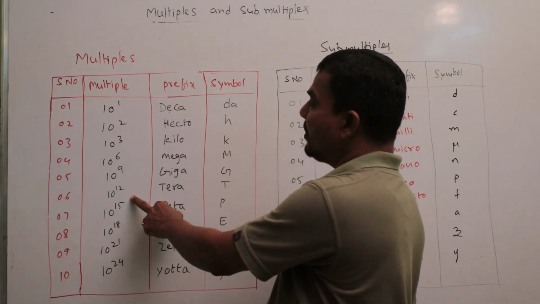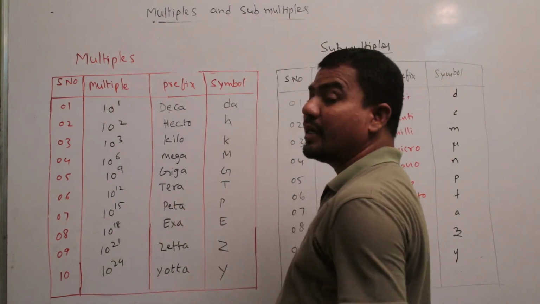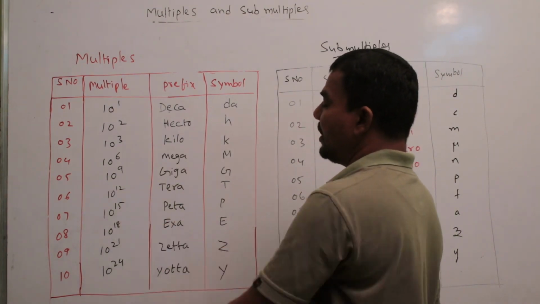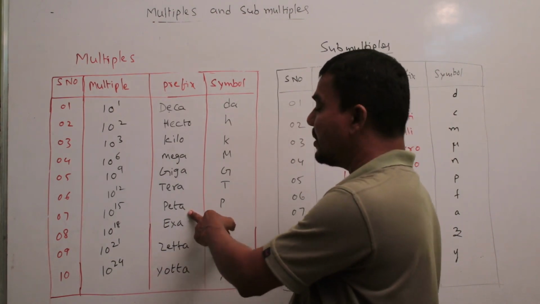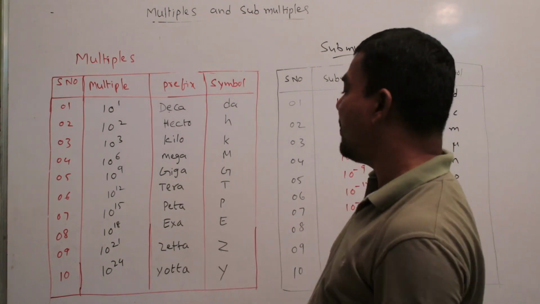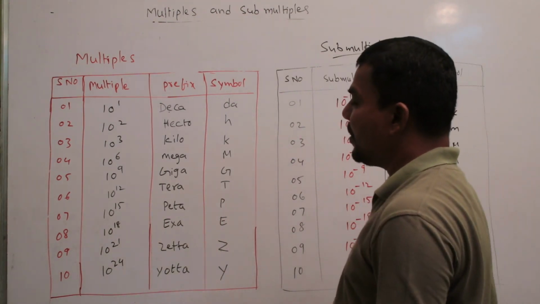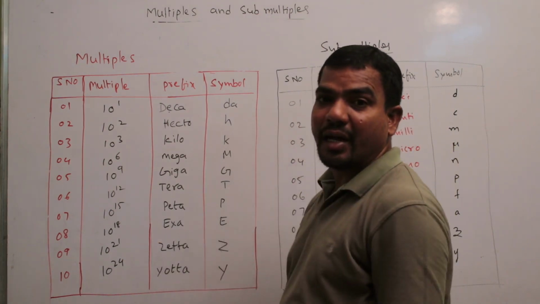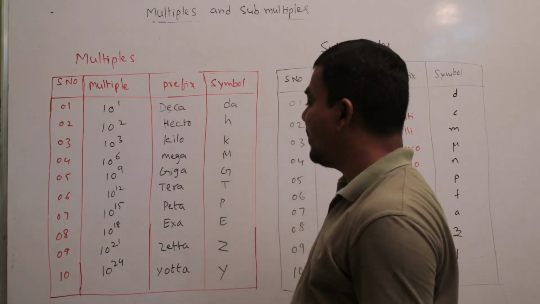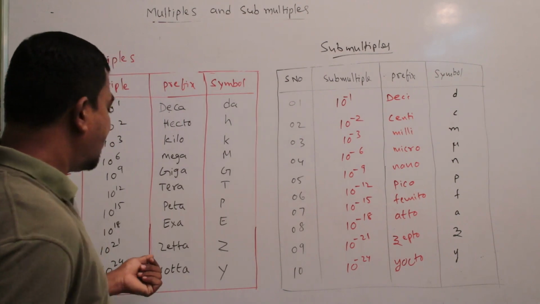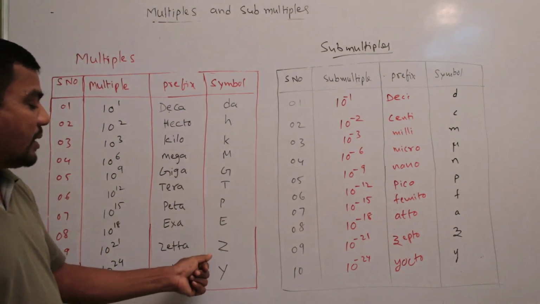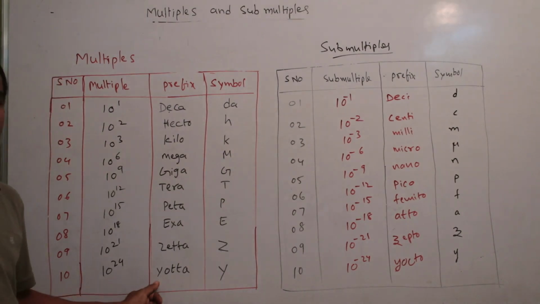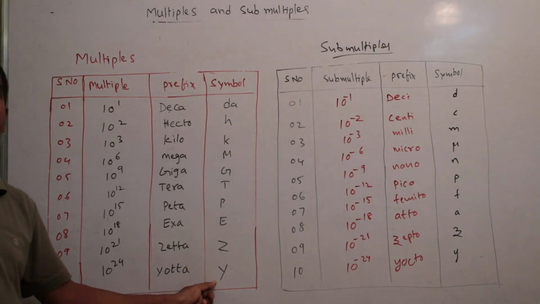10 power 12 is usually with prefix tera, symbol capital T. 10 power 15 is with prefix peta, P-E-T-A, with symbol capital P. 10 power 18 is called exa, with the symbol E. 10 power 21 is zetta, with the symbol Z. Last one, 10 power 24, yotta, with symbol Y.